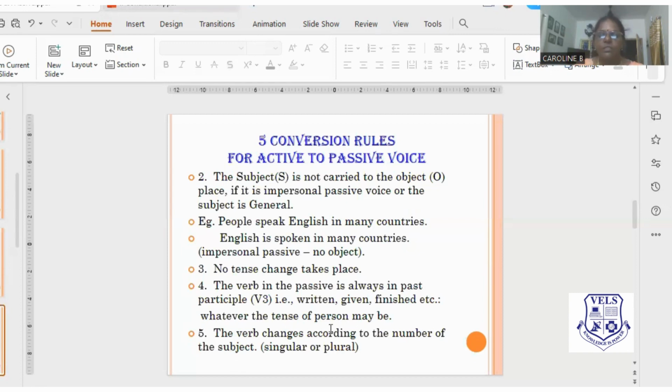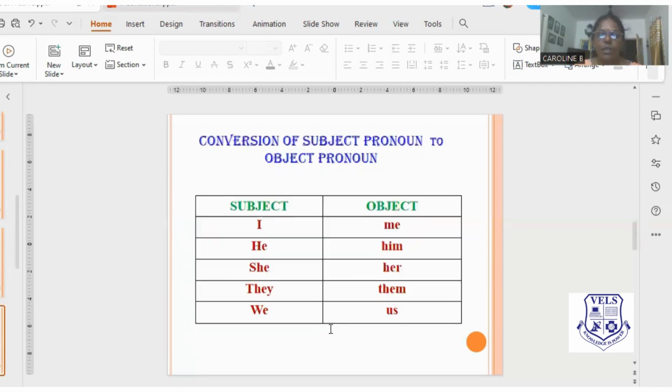The verb changes according to the number of the subject. If the subject is singular, it will take singular verb. And if the subject is plural, it will take plural verb.